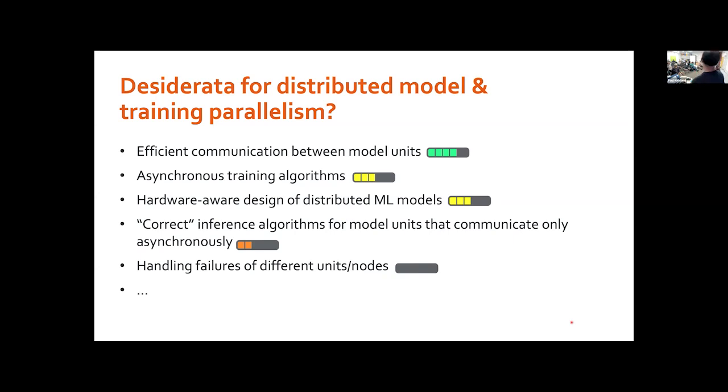So yeah, there could be a lot more, right? But these are naively some basic things that we would need anyways to build distributed model and training parallelism. And so these bars over here in the report are just my impression of how much progress we have made in each of these things, right? With efficient communication between model units, we know how to do this to some extent, with event-based communication, with sparsity, all of that. And then some of these things are at a very, very nascent stage.